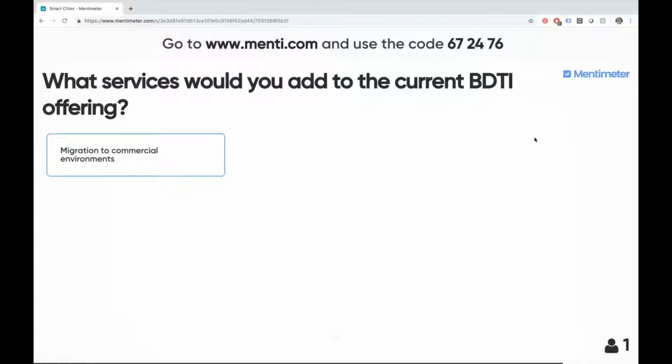Migration to commercial environments. Okay. Visualization of big data results. We normally already offer tools for visualization in our toolbox. But this is something very specific. You can also provide the details via the service desk, and we can provide a more specific answer.